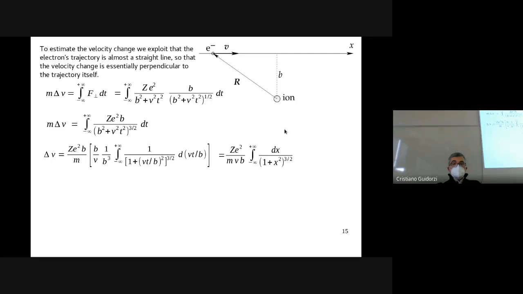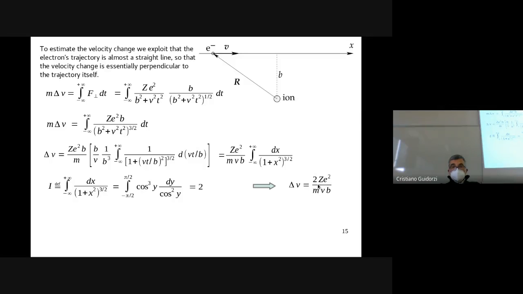I let you have the pleasure to calculate the result. This is just a calculus exercise. By calling this integral I, this is a number. If you work out the substitution x equals tangent y, going from minus infinity to plus infinity, the integral turns from minus pi over 2 to plus pi over 2. The dx is just dy over cos squared, the derivative of the tangent. So very simple, and this integral is just 2. So pretty easy result. Replacing into the formula, the velocity variation delta v is just 2 Ze squared over m v b.